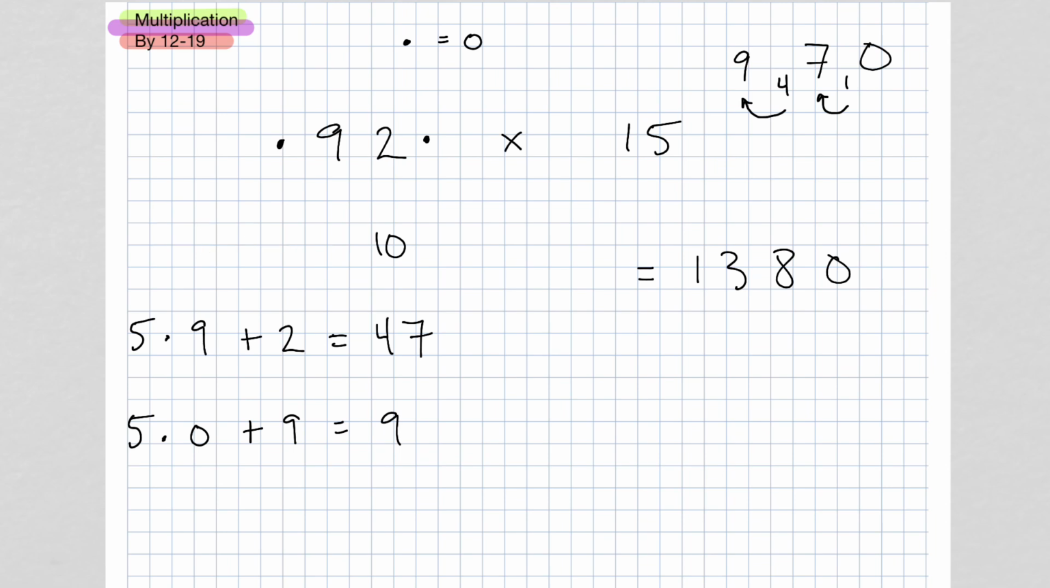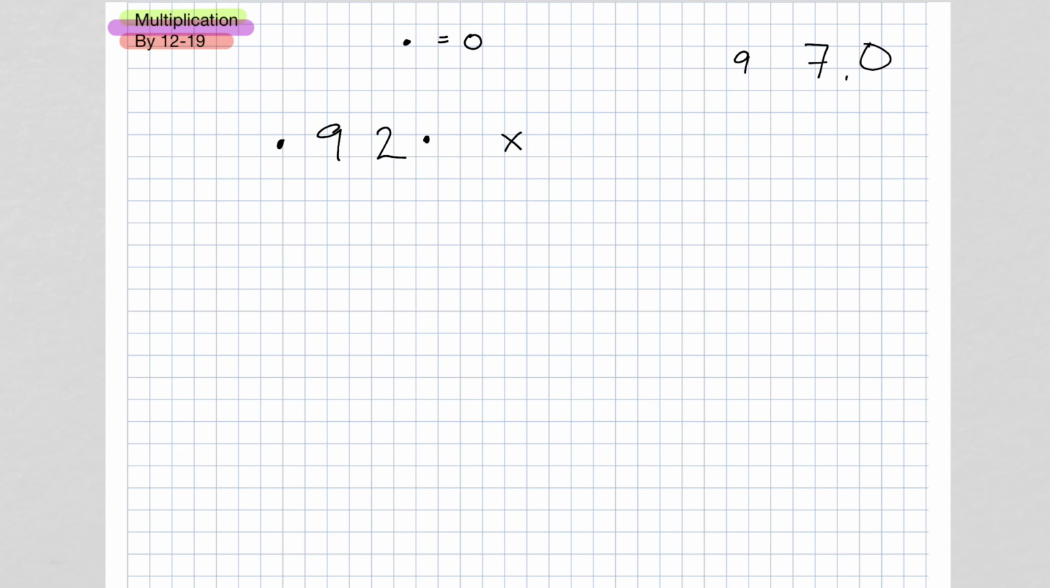Okay, let's do another one. Let's multiply by 16. So multiplying some number by 16. How about 16 times 16? Okay, so we're going to put a dot on either side.